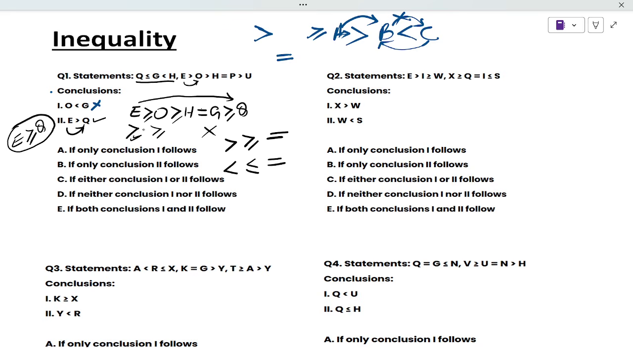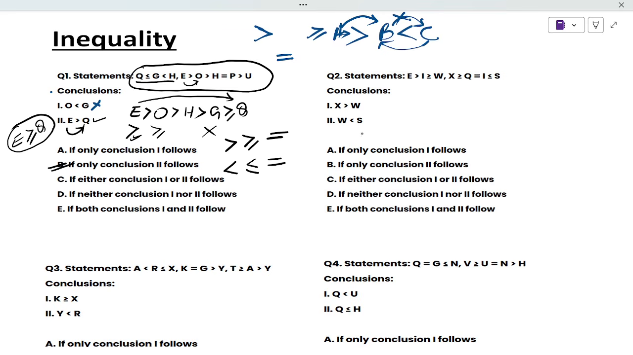In the conclusion, whatever sign is given, the path should be complete first, not just the sign alone. Here greater than Q is given. Earlier in the statement it was only greater than there. So we can say this is true. From the inequality statement, the path from E to Q is there. In the conclusion, a greater than sign is there, which means if there is not three but even one greater than, that is enough. So this is true, and the answer will be only conclusion 2 follows.